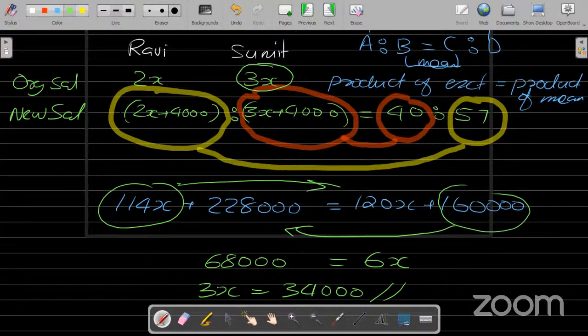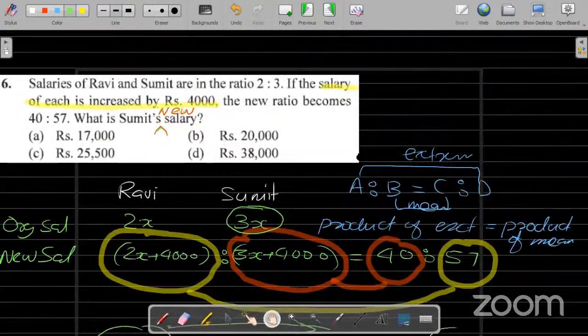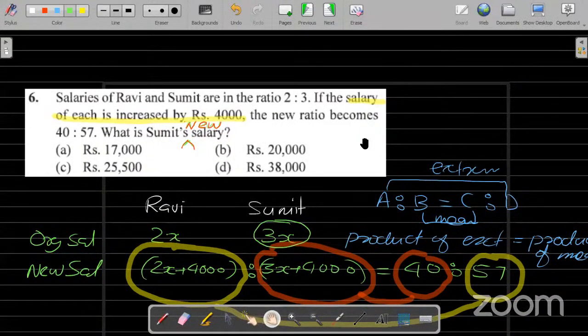As per the question, we need to find out the original salary, because Sumit's salary has to be Sumit's original salary. But there is no option like 34,000 among the options. So the question could be, what is Sumit's new salary? The new salary is 34,000 plus 4,000, so it could be 38,000. Sumit's new salary is 38,000.